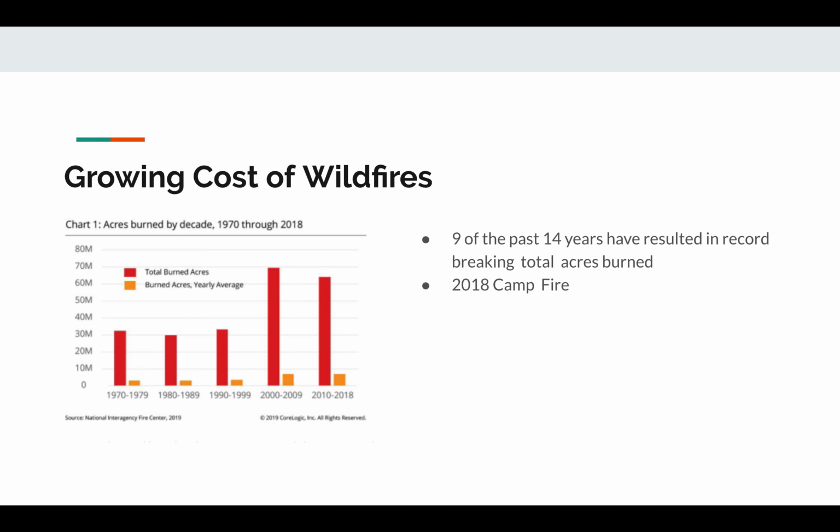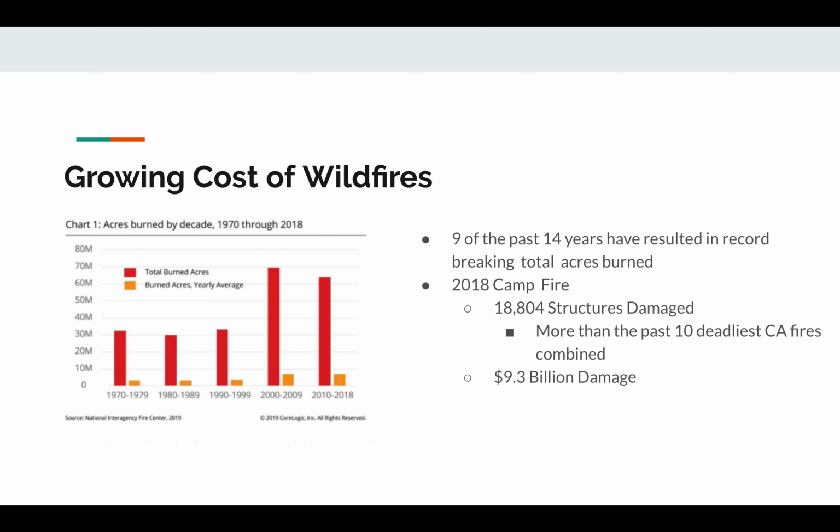In 2018, we saw one of the most disastrous fires that has ever occurred in North America, known as the Camp Fire. This happened in the Sierras of California and resulted in over 18,000 damaged structures. It was deemed worse than the past 10 deadliest California fires combined, and it had an estimated $9.3 billion in damage costs.